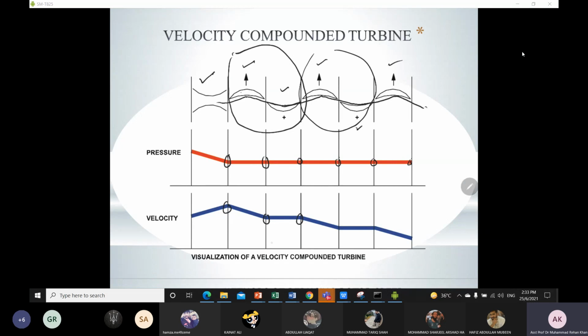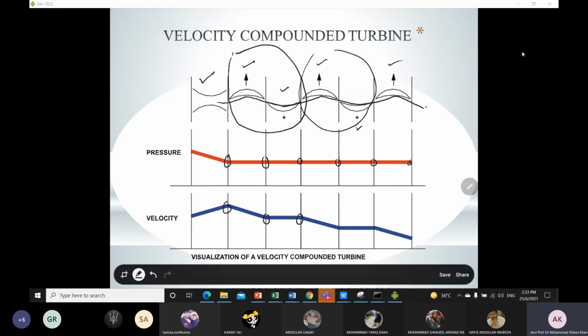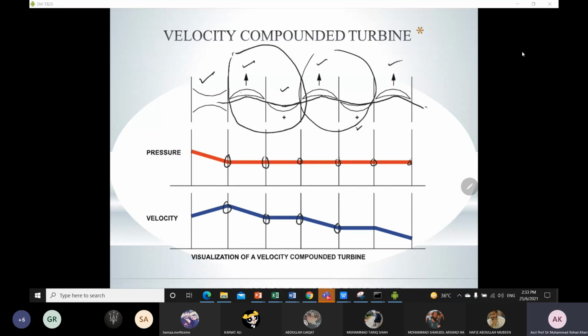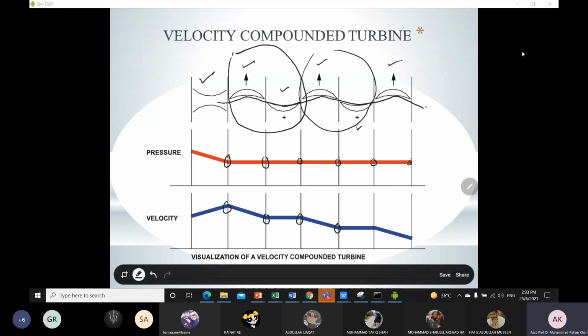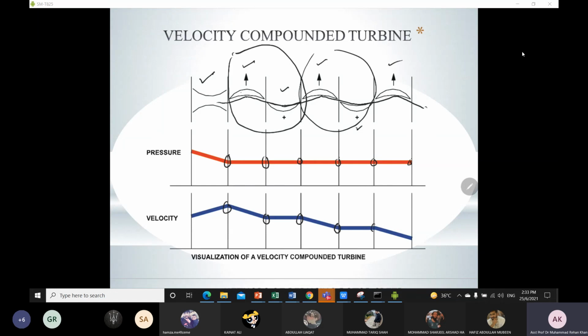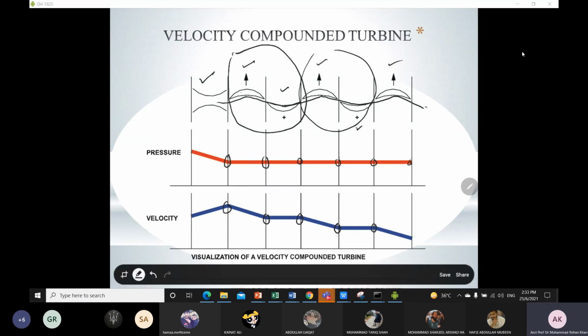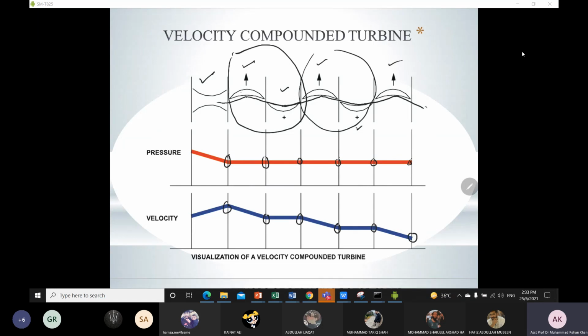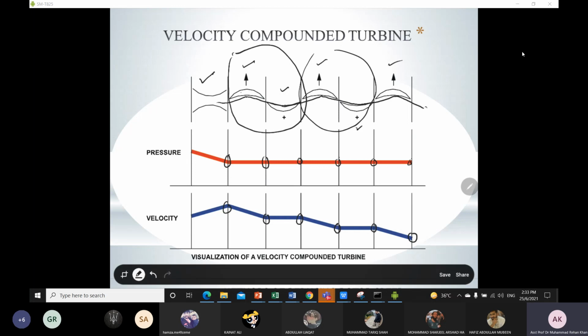Then in the fixed blade, because its purpose is just to reorient the flow, it has no other purpose, so the velocity remains constant in the fixed blade. Then again in the moving blade, the velocity further decreases, then it remains constant for the fixed blade section, and then it further decreases.